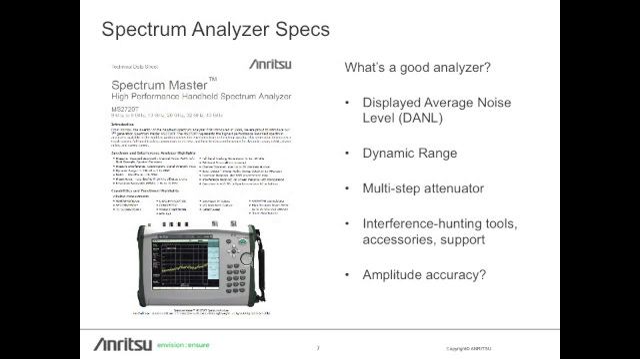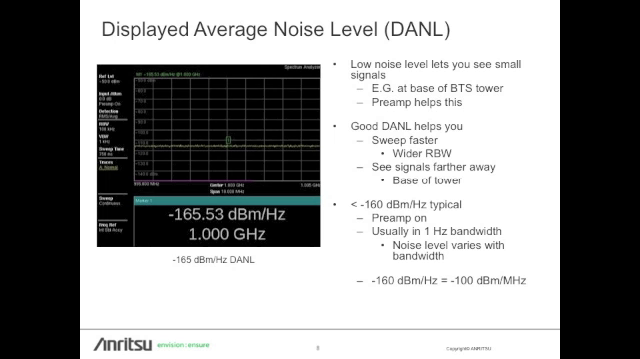And then a multi-step attenuator can be really useful along with dynamic range. We'll briefly talk about that. A number of other interference hunting tools can make your job easy. Things like accessories, support from the company you buy the equipment from. And I have a brief comment about Amplitude Accuracy as well. So let's talk about DANL.